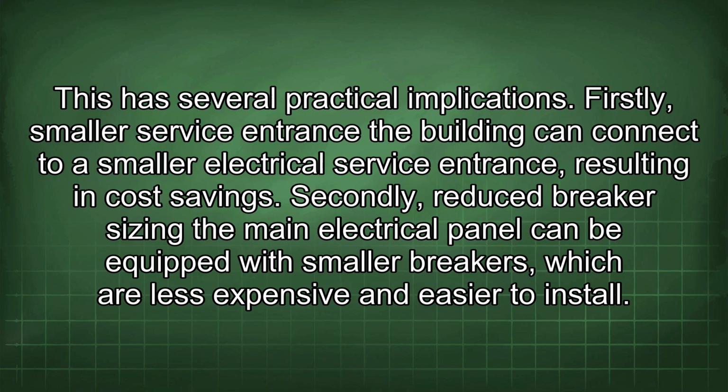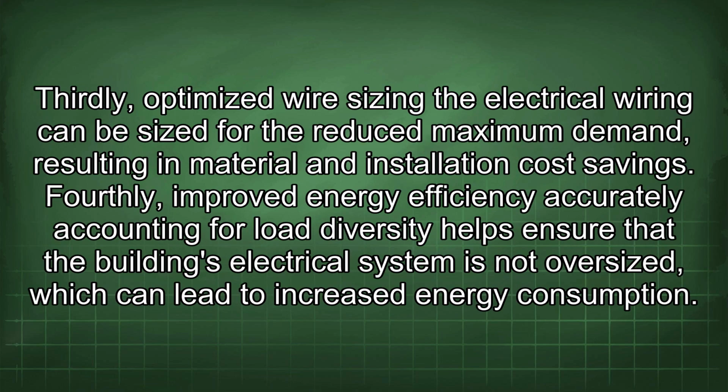This has several practical implications. Firstly, smaller service entrance. The building can connect to a smaller electrical service entrance, resulting in cost savings. Secondly, reduced breaker size. The main electrical panel can be equipped with smaller breakers, which are less expensive and easier to install. Thirdly, optimized wire sizing. The electrical wiring can be sized for the reduced maximum demand, resulting in material and installation cost savings.